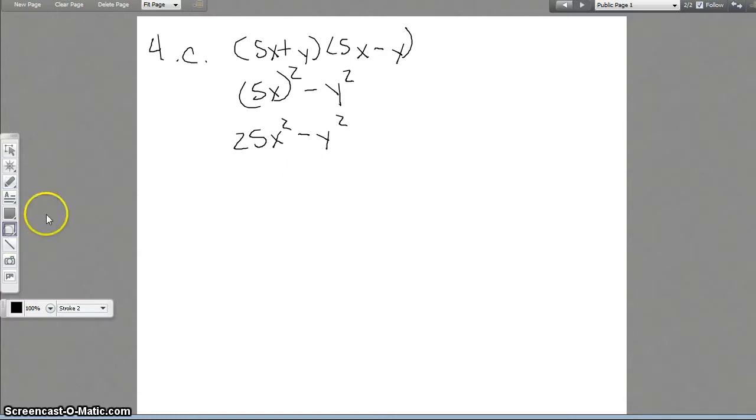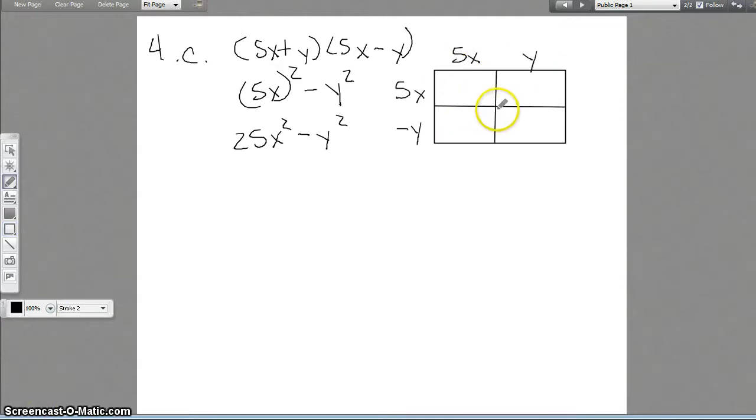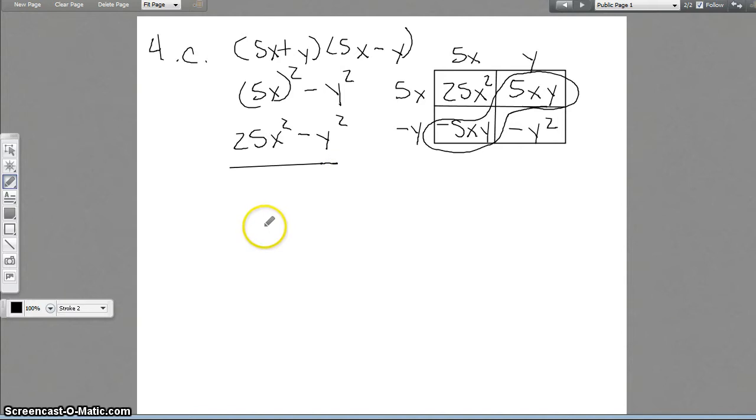We can also work this out with our grid. So if you want to write the grid, I'll just stop this and write it real quick. So now you see the grid written out with 5x plus y across the top and 5x minus y across the side. 5x times 5x is 25x squared. 5x times y is 5xy. 5x times negative y is negative 5xy. And negative y times y is negative y squared. So we would have 25x squared. Our 5xy and our negative 5xy add to 0, and then we have a negative y squared, so that we end up with 25x squared minus y squared.